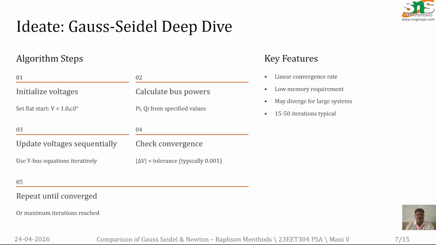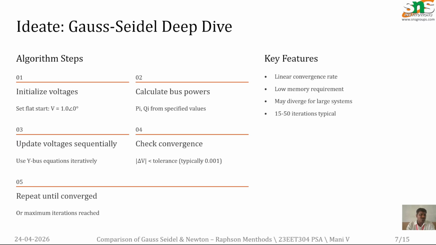For the Gauss-Seidel, we have to follow a step-by-step algorithm. In the first step, we initialize the voltage, assuming 1 per unit. After that, we calculate the bus powers, that is, the real power and reactive power for the specified values of buses. The third step is to update the voltages sequentially, and we always have to check whether the system voltage is within the limit or not.